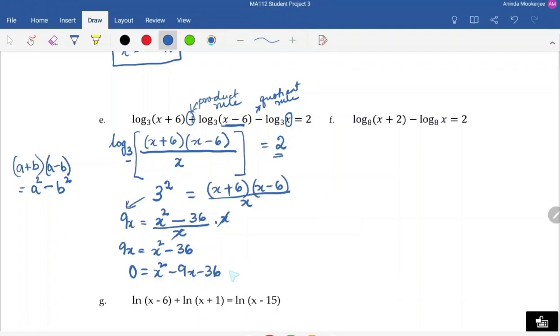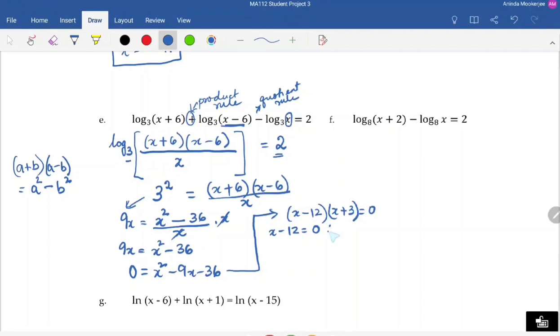So what are the factors of negative 36 that will add up to a minus 9? It's going to be x minus 12 and x plus 3. All right. So when you factor this, you should come up with two factors, x minus 12 and x plus 3 equal to 0. Now make each factor equal to 0 and solve for x.